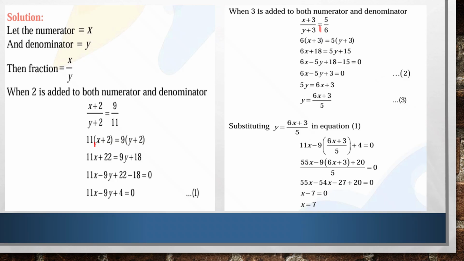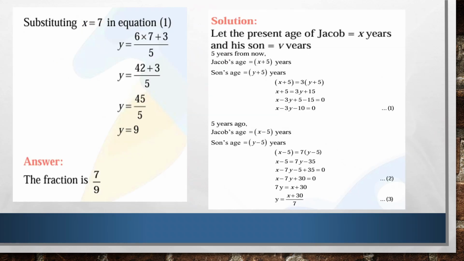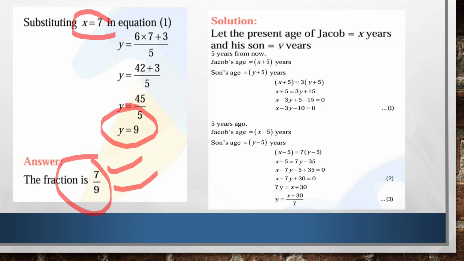Let us continue with the last problem of this exercise. So still now it is not completed. Again, you have to find the fractions. So you can see here, if you substitute x is equal to 7 in the equation, you will get y is equal to 9. So the fraction x is 7 and y is 9. So you will get the fraction as 7 by 9 here. So next question let me discuss here, the last problem of this video.